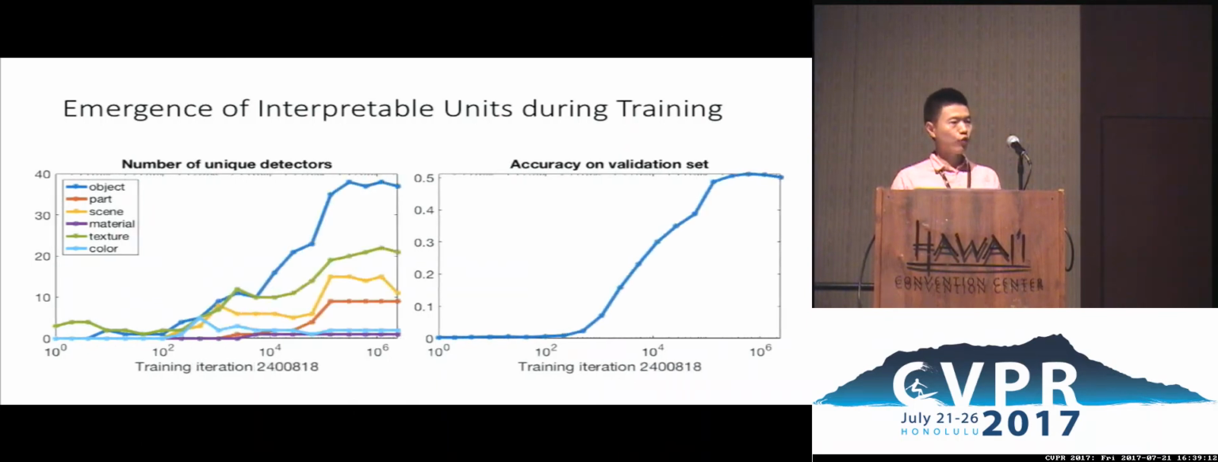You can see that as you have more training iterations, the number of unique detectors across those six concepts keeps increasing. It goes along with the validation accuracy. Previously, people training a network only monitored the validation loss or validation accuracy to determine whether the training was good or not. Here we provide an alternative way to help you debug the training process.